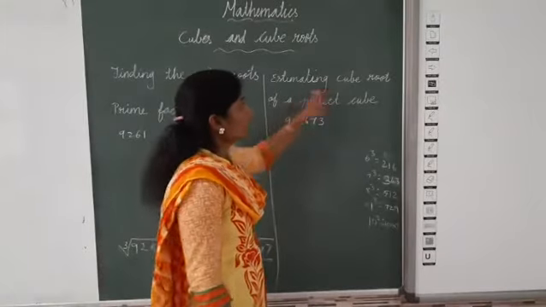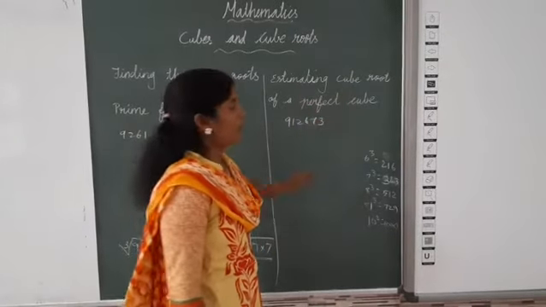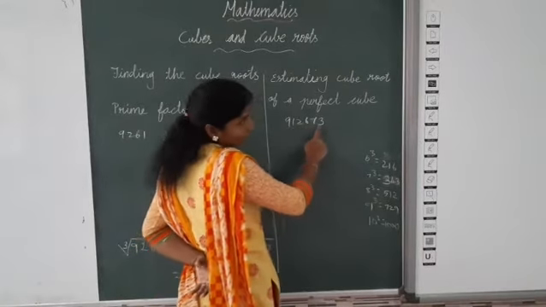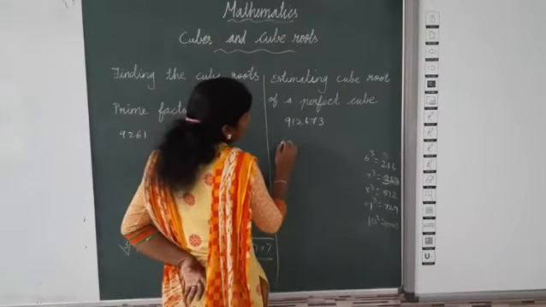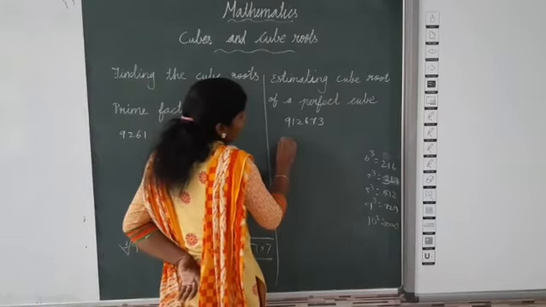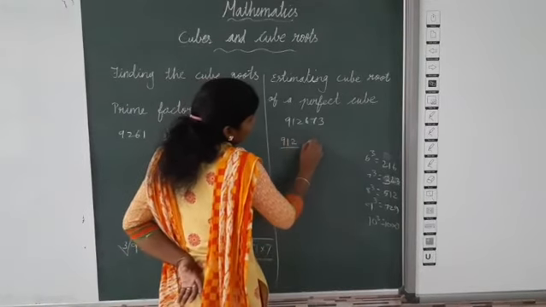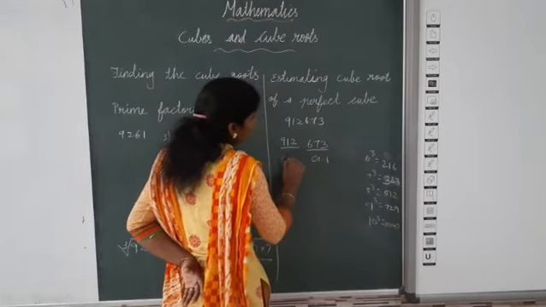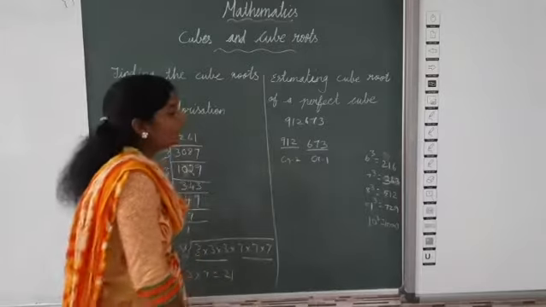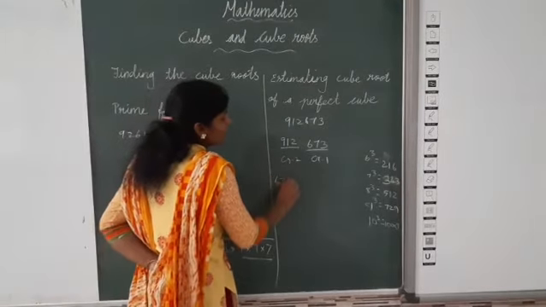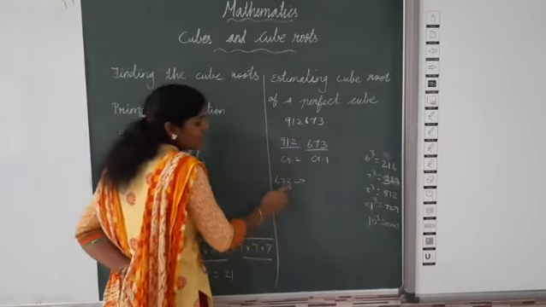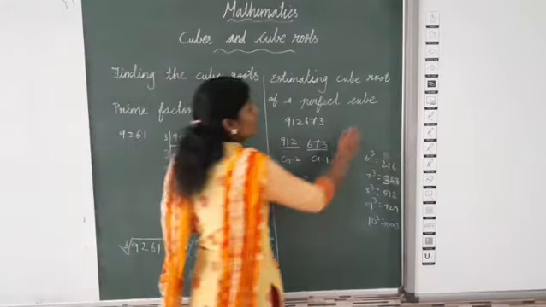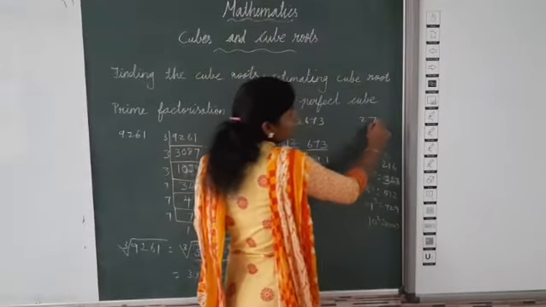Okay. Estimating the cube root of a perfect cube. Here one number, 9,12,673. Now we can write group-wise, we can split. 912 is one group, 673 is another group. This is group 1, this is group 2. Now we take group 1, 673. Here the 1's digit is 3. Now 3 cube means 3 threes are 9, 9 threes are 27. 7 is the 1's digit.